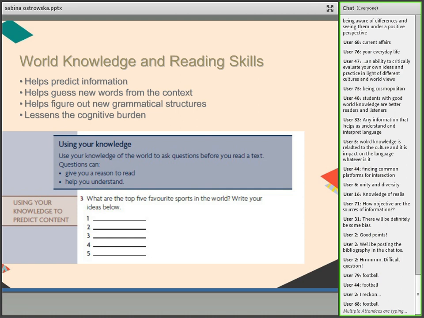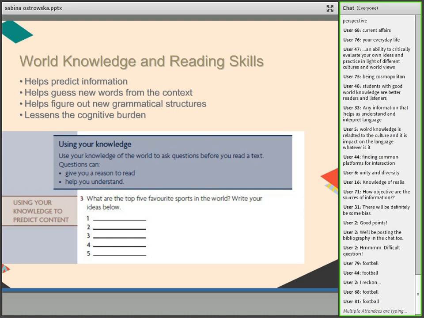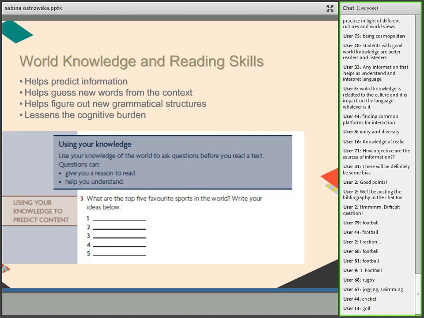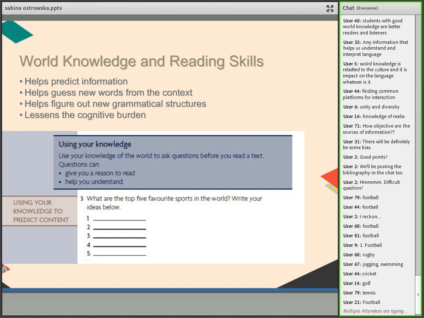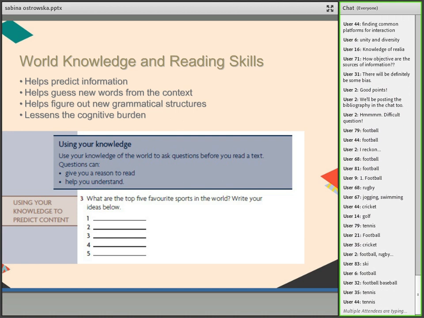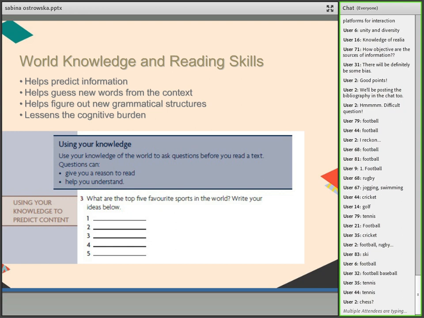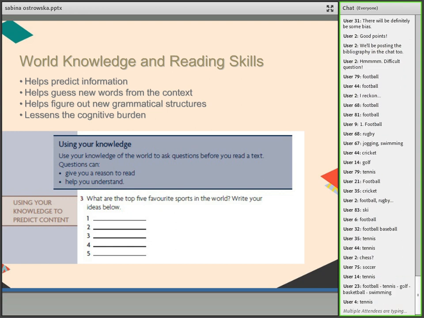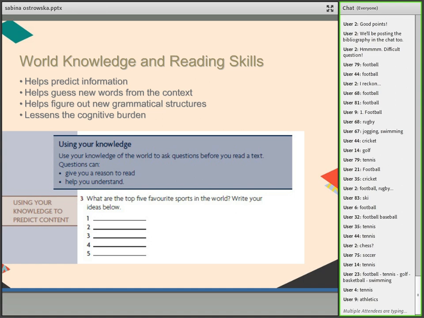Football. Mm-hmm. Okay, so football. Anyone can think of what could be the second most popular sport in the world? The second most popular: golf, tennis, football, cricket, football, rugby, skiing. Okay, tennis, chess. Okay, coming from United Arab Emirates, do we have any votes?